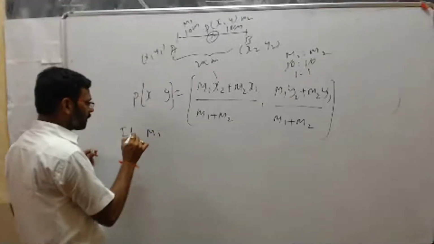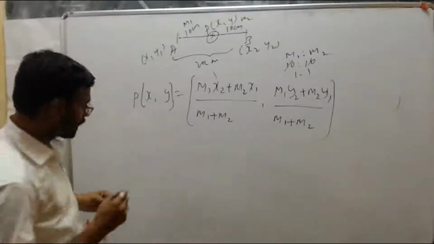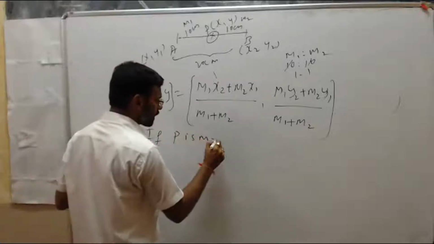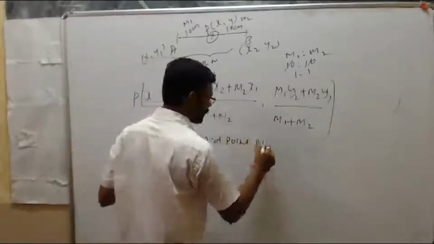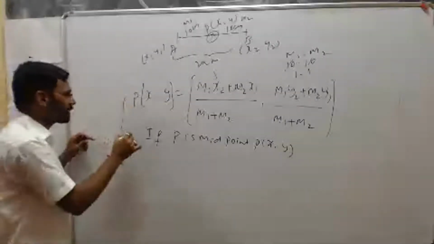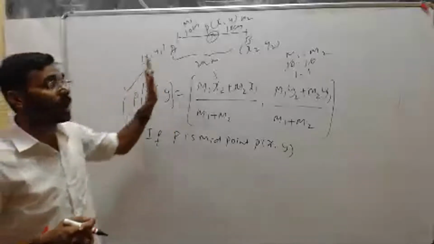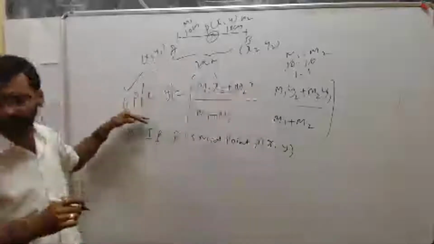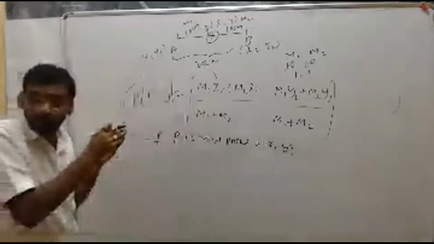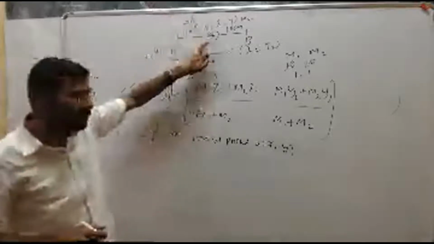If P is the midpoint, keep in your mind, P of x comma y. If P is the midpoint, this is suitable for all problems. If the position of P is any point, the position of P is anywhere, if the line dividing point is any point, then this formula is suitable.